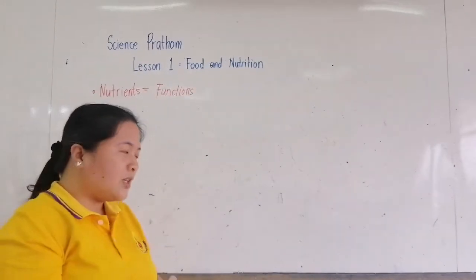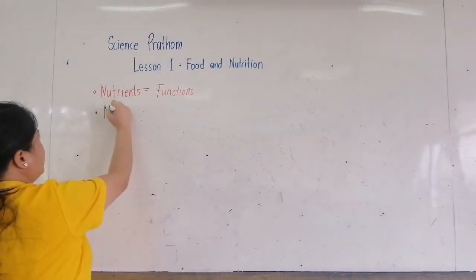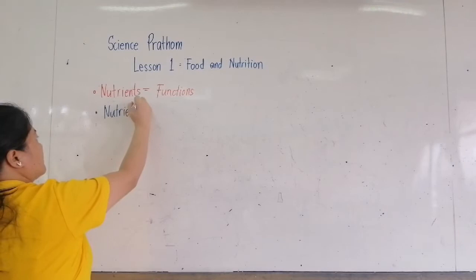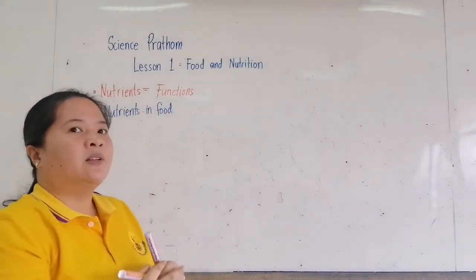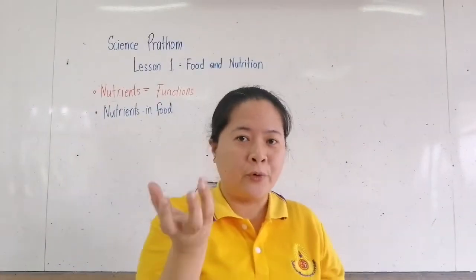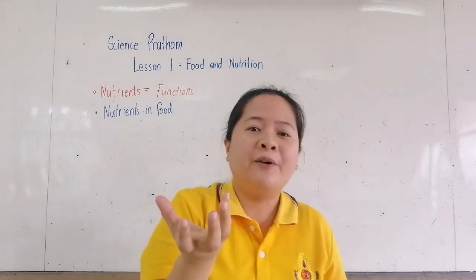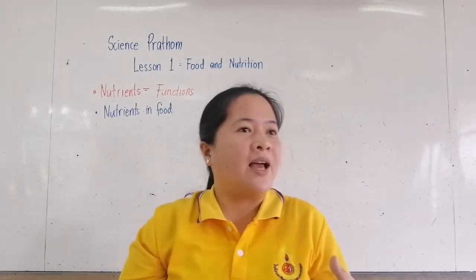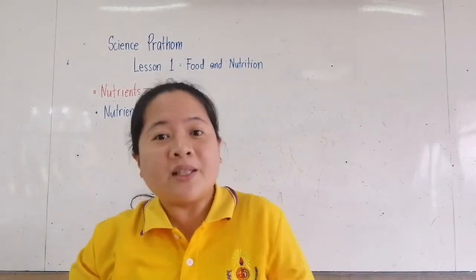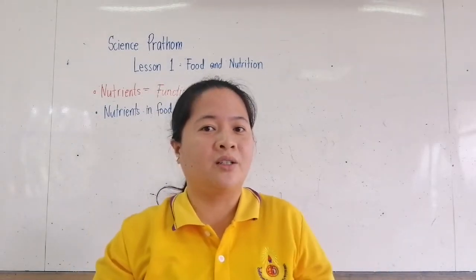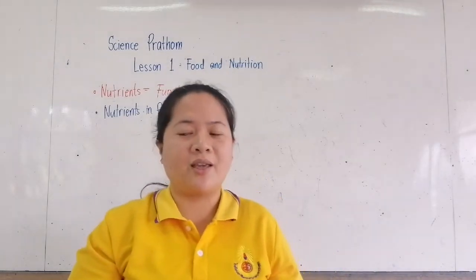We also need to know the nutrients in food. For example, one kind of food contains different kinds of nutrients. An apple has carbohydrates, you have the sugar in it, and vitamins and minerals. It also has water. So different food contains different nutrients.